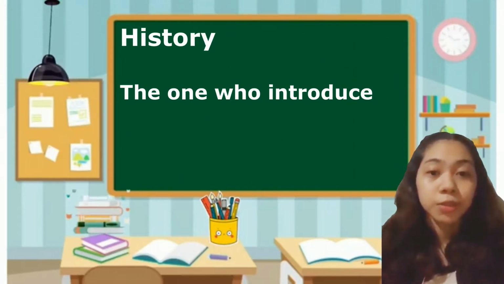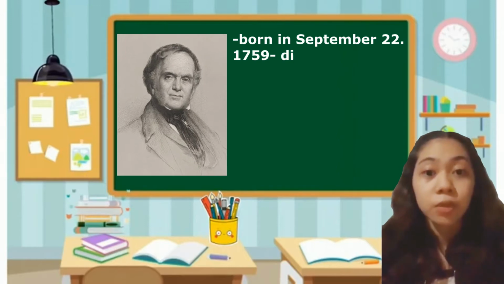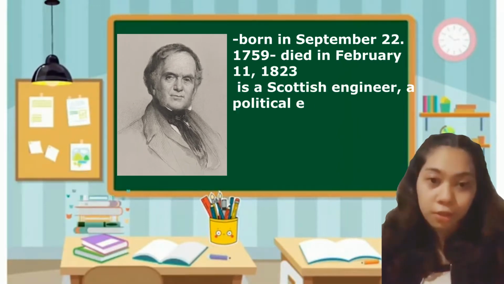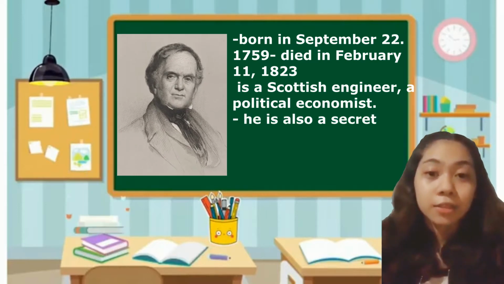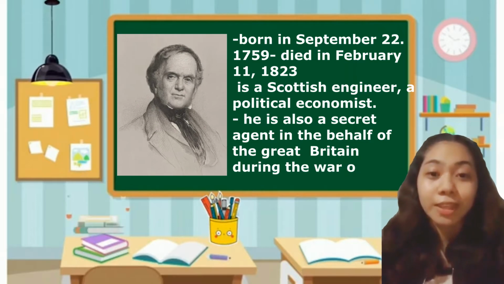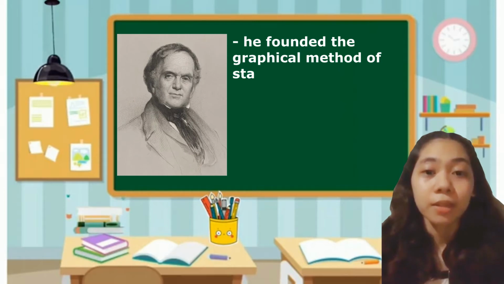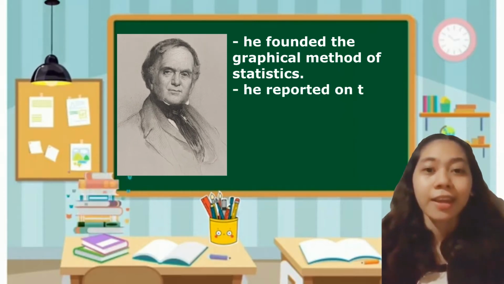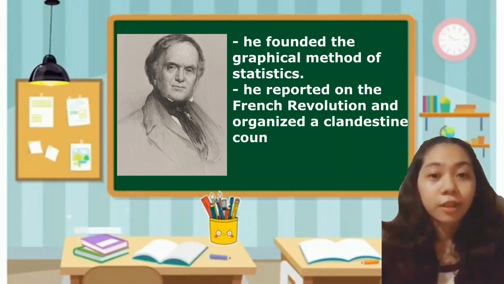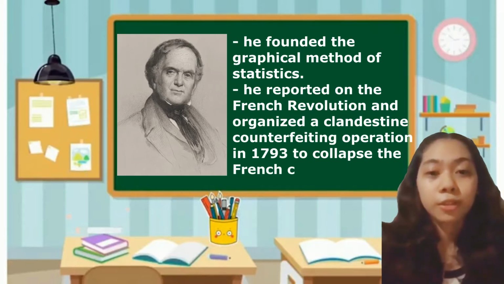The one who introduced the broken line graph is William Playfair. William Playfair was born on September 22, 1759 and died on February 11, 1823. He is a Scottish engineer and a political economist. He is also a secret agent, and he founded graphical methods of statistics. He reported on the French Revolution and organized a clandestine counterfeiting operation in 1793 to collapse the French currency.